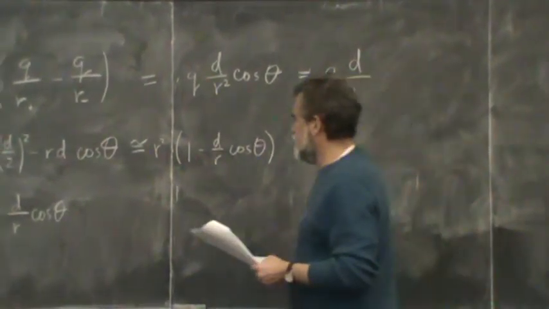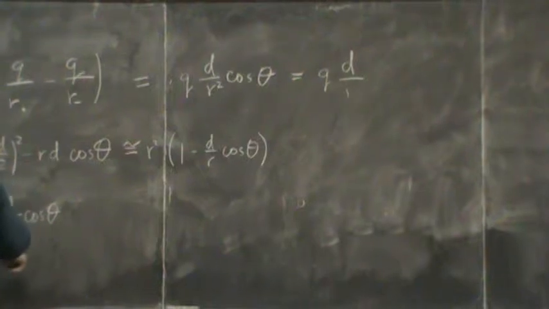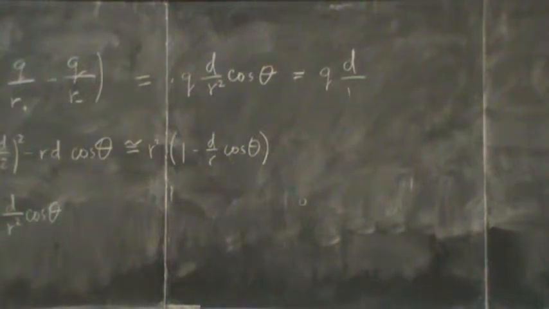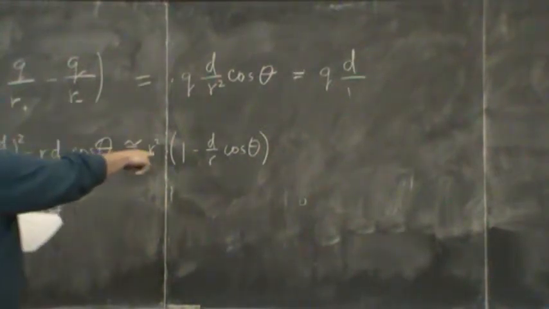Yes. Back here, r squared. It's supposed to have a d squared over r squared. You're supposed to have a square root. No. Because you need to keep it. This is right.